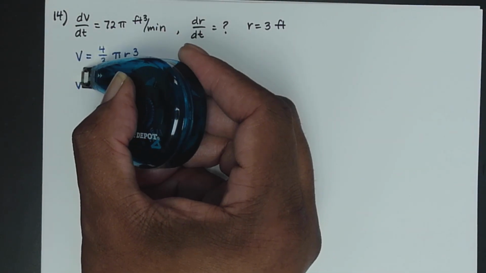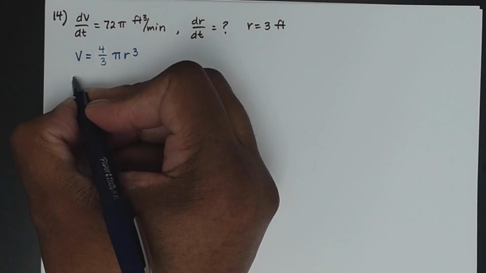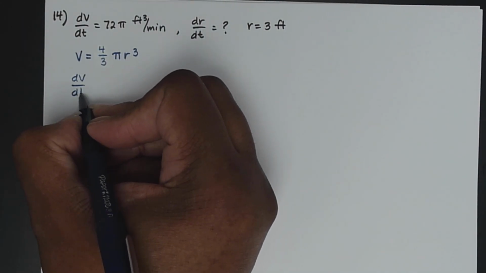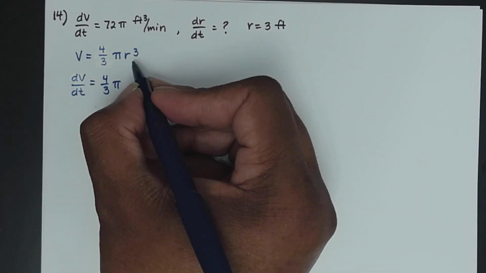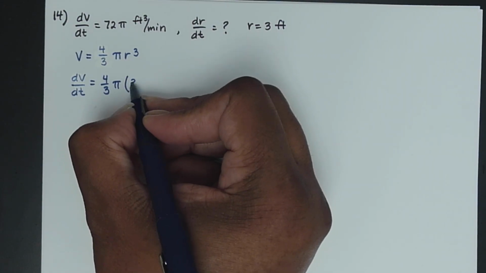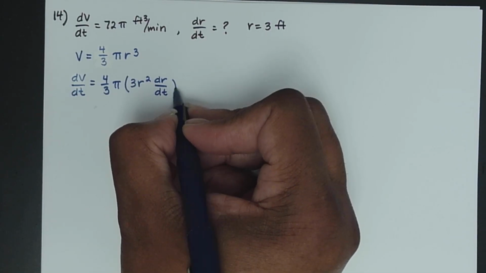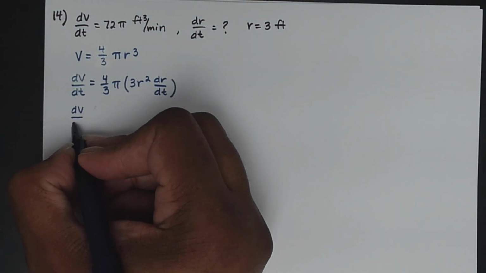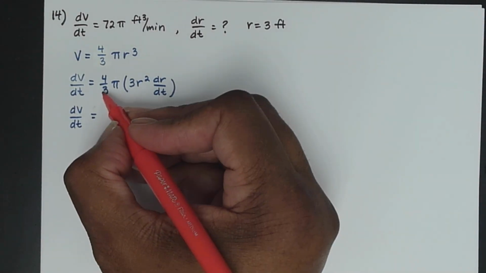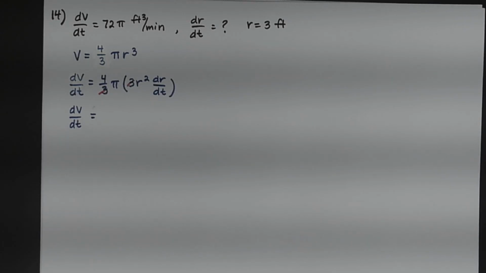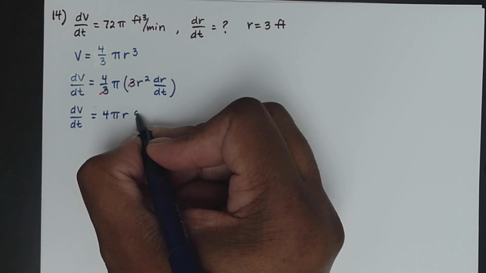Now what we need to do here is take the derivative of each term with respect to time. So the derivative of V would be dV dt. And then 4/3 pi is a constant. The derivative of r cubed with respect to time would be 3r squared dr dt. So that means dV dt is equal to, and in this case here, those 3's divide out. I will have 4 pi r squared dr dt.